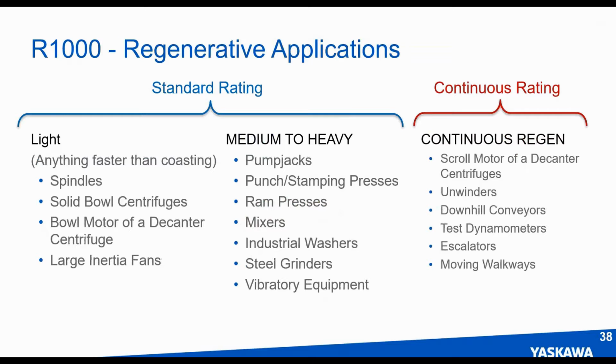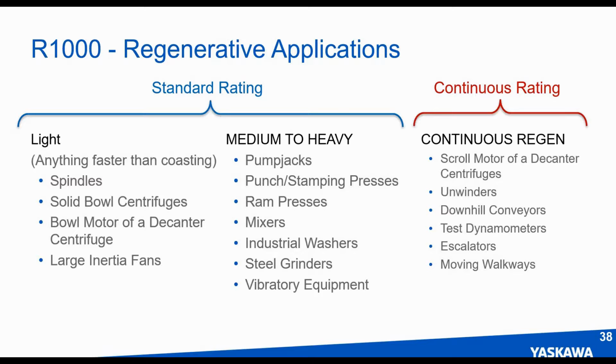Here are the common applications list we looked at a while back, but I've broken them down to standard ratings versus continuous rating applications. As you can see, the continuous rated applications are only used for constantly regenerative applications like unwinders and test dynes. Anytime you have a break in your regen, you can consider using the standard ratings. So light and medium and heavy duty applications when it comes to regen should use your standard rated R1000.